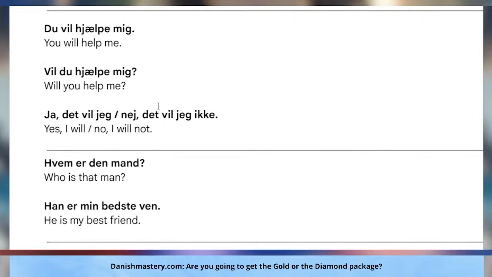Ja, det vil jeg. Og vil jeg? Ja, det vil jeg. Nej, det vil jeg ikke. So again, vil, it has to match with this. Du vil hjælpe mig. Vil du hjælpe mig? Ja, det vil jeg. Nej, det vil jeg ikke.